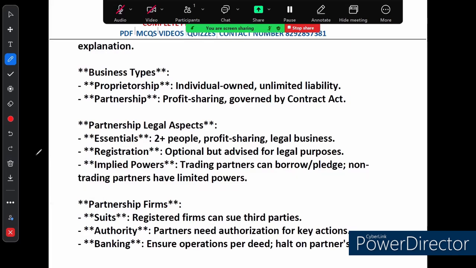Now if we talk more about this partnership firm, suits. A registered partnership firm can sue others in the court. That is why registration is essential, it is a good thing. Now authority. Partners must agree and give authorization for major business decisions. Next thing is banking. Banking operations should follow the partnership deed, and ensure operation as per deed. And if a partner passes away, the bank transaction may be halted. Remember this thing. Question may be asked. Case study can be framed on all these things, that halt on partner's death.